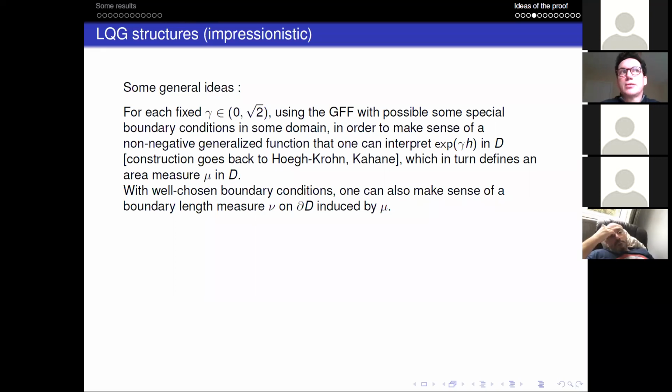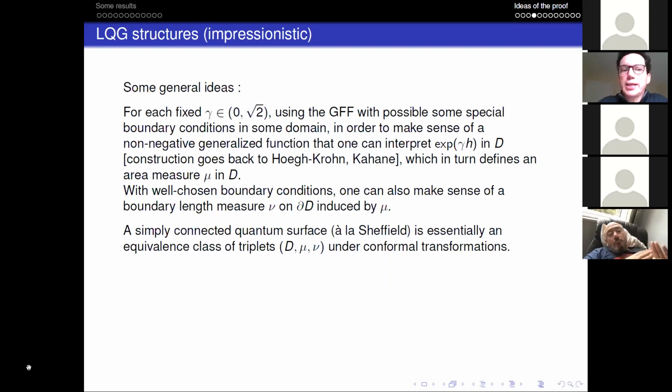And this is rather rough, meaning that the support of this area measure is not smooth, but it's dense in the domain. Furthermore, when the boundary conditions of h are chosen well, having to do with so-called free boundary conditions, you can also make sense of a boundary length measure on the boundary of the domain induced by this random area measure. So meaning that you start with the Gaussian free field and you are able to assign to each portion of the domain a random area, and to each arc on the boundary, you are able to assign its boundary length, which is random.